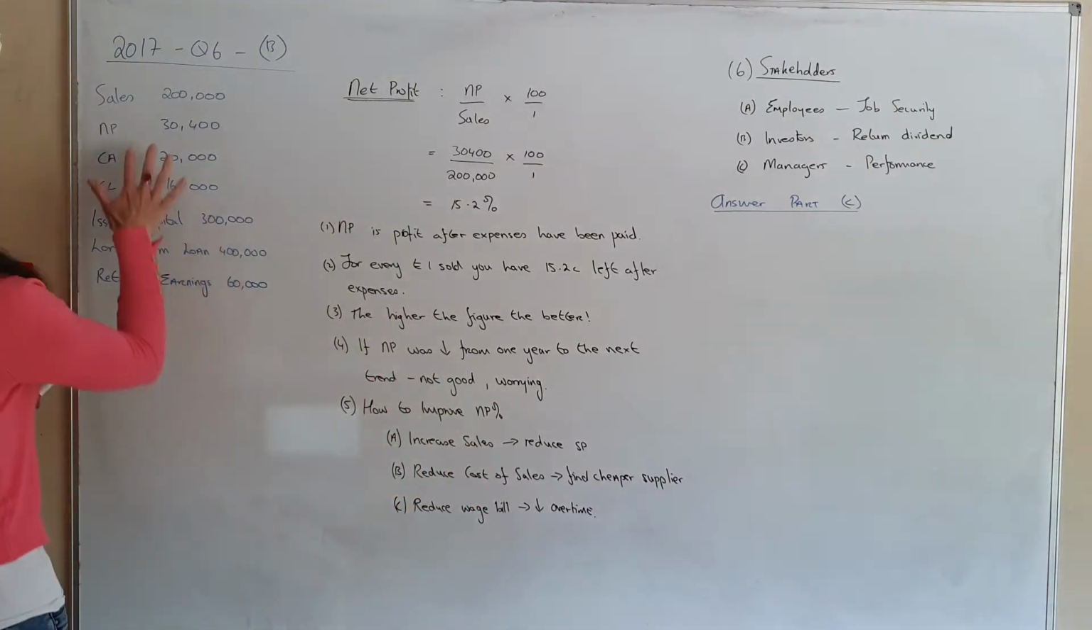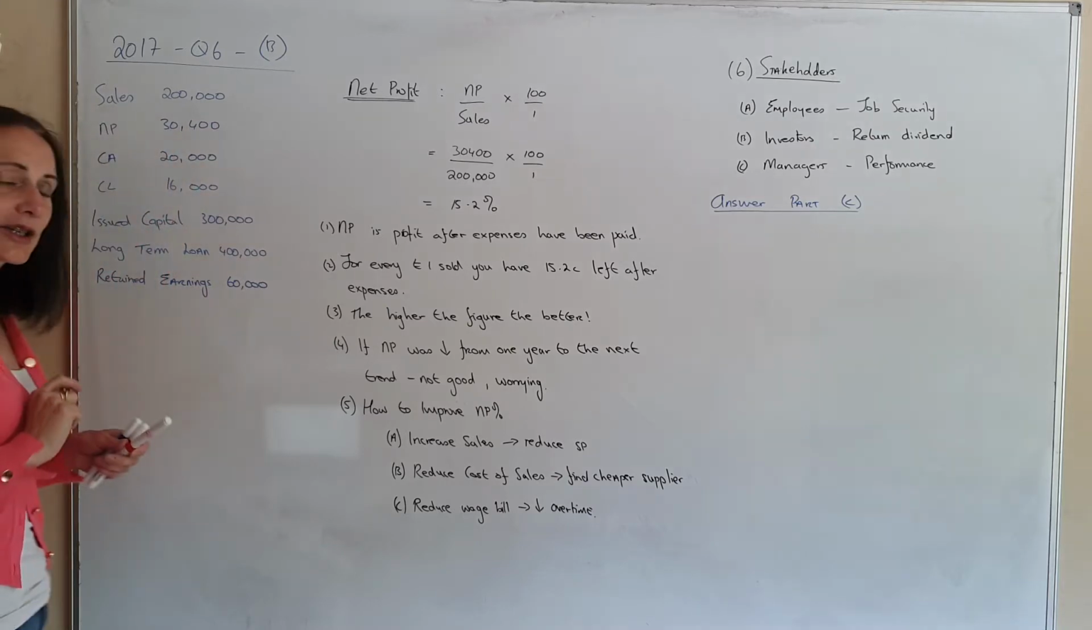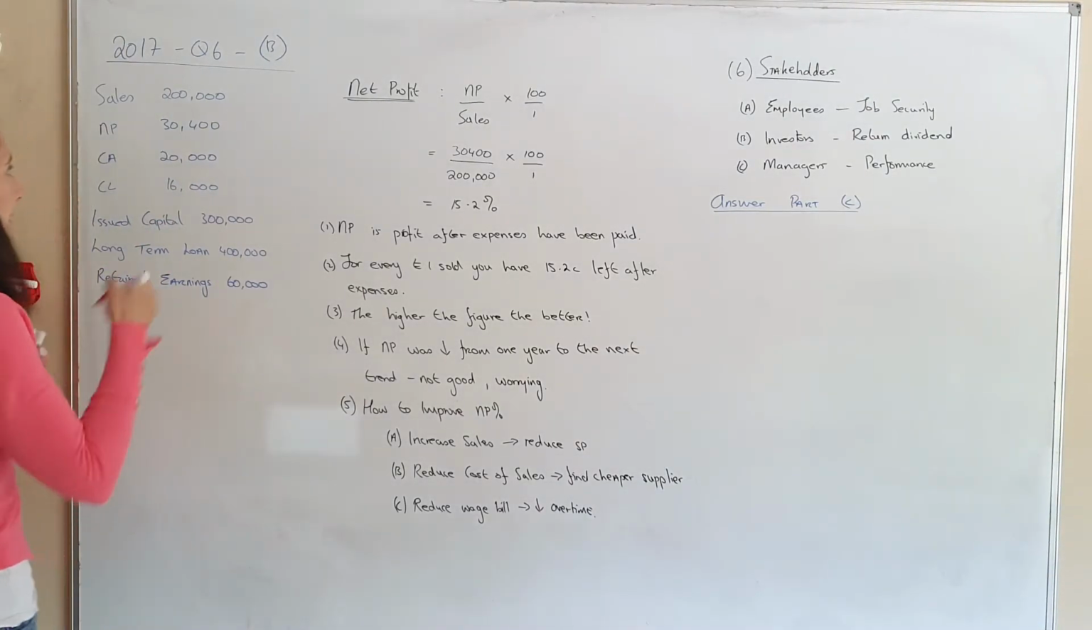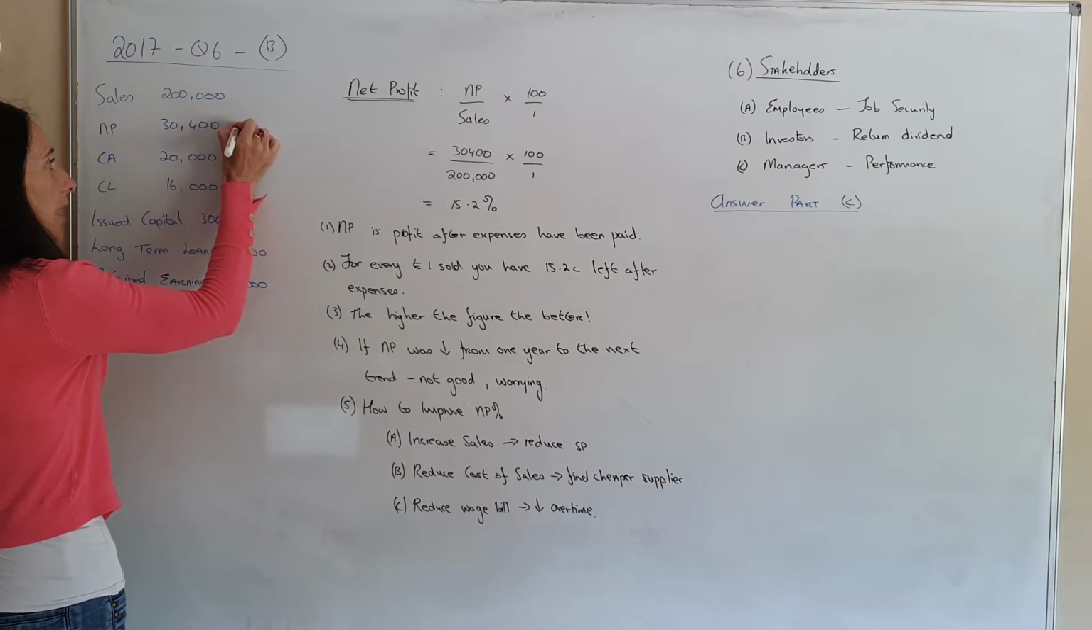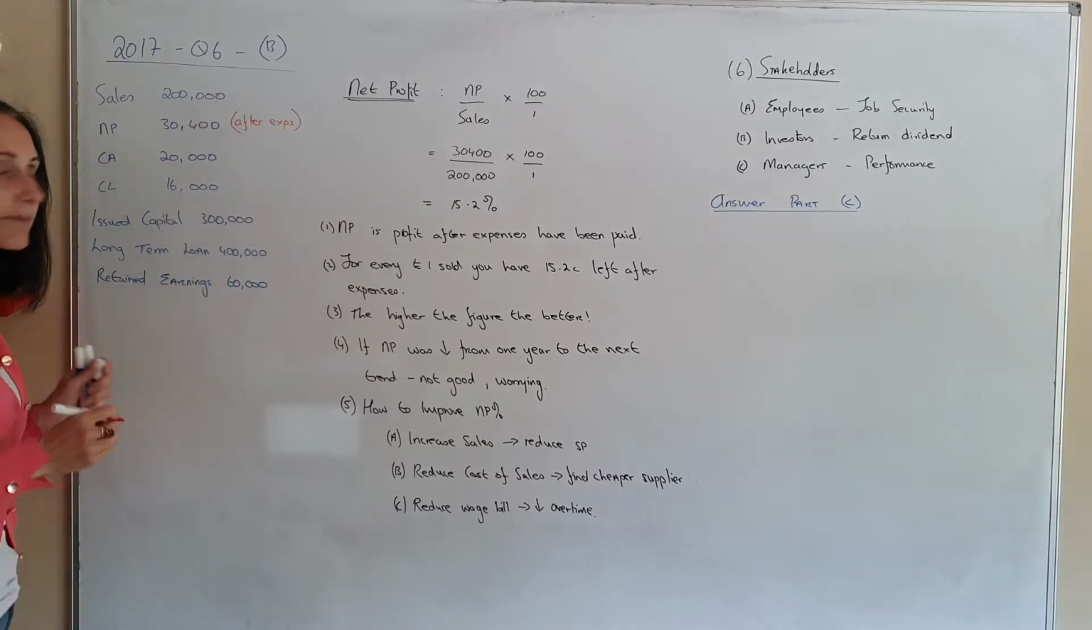So then they give you your net profit. So look at this, your sales were 200,000, but you only actually got to keep 30,400. Now the net profit means that you've paid your expenses. So this is after expenses. Okay, so that's really important.